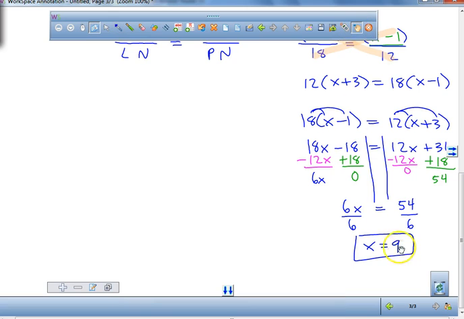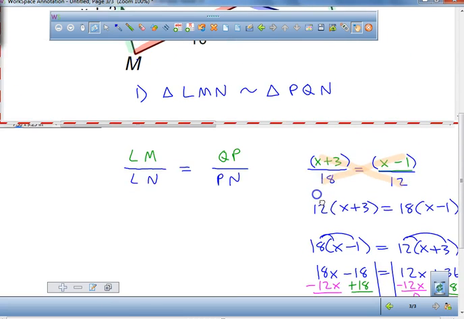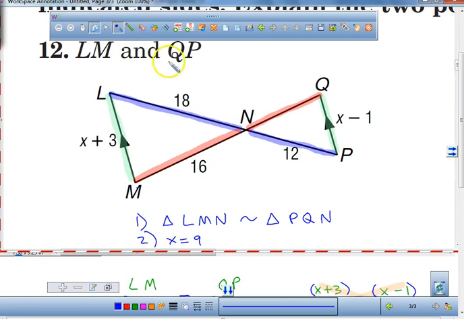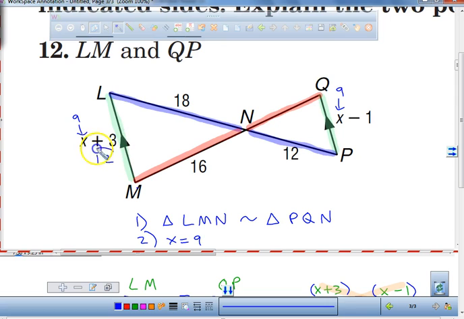So what am I going to do with this 9, everybody? Because that's one of my answers. Number 2, I'm going to put x equals 9. No. I'm going to take that 9 and plug it in here. I'm going to take this 9 and plug it in here. So right here, x plus 3 is 12, because 9 plus 3 is 12. And 9 minus 1 is 8.